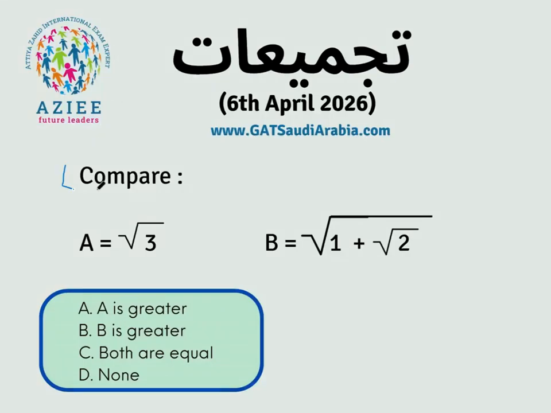Today we have to compare the value of a and b. Since we have root in both a and b, we can simply square both the numbers. So the square will be cancelled with root. A equals 3. Squaring b, again the root is cancelled with square. We got 1 plus root 2.